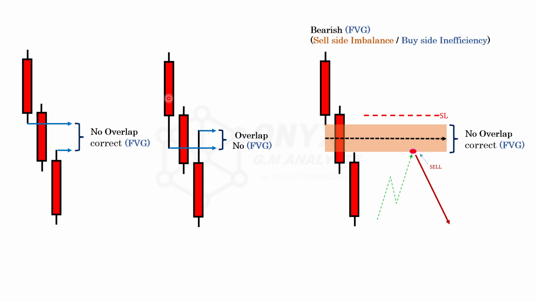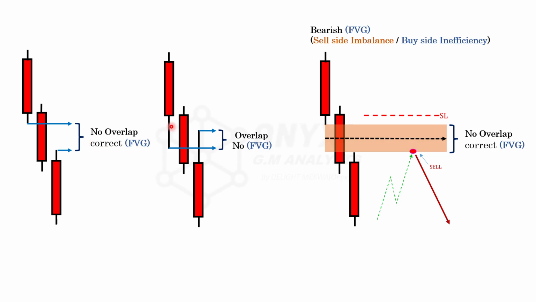A fair value gap is a sell side imbalance. In this case we can see that this first candle created a low, and then the second candle dropped, the third candle created a high, and in between the first candle's low and the third candle's high, there was no overlap. In other words, there was a gap. So we call this a correct fair value gap.